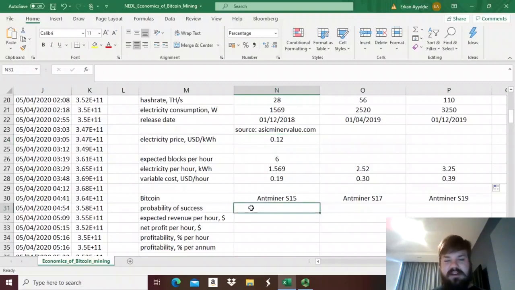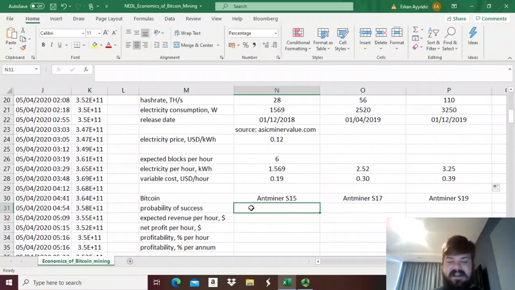What does vary blockchain to blockchain is the probability of success. The probability that you, having bought an ASIC and started mining on a blockchain, would be lucky enough to be the miner who eventually guesses the cryptographic puzzle first and gets the right to attach a new block to the blockchain. And that rewards you with 12.5 coins of the respective blockchain.